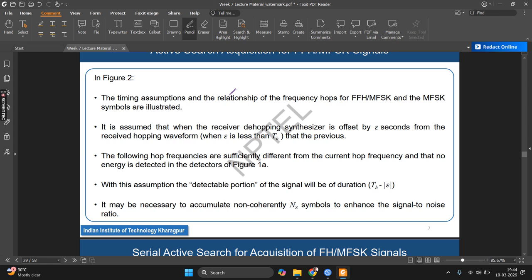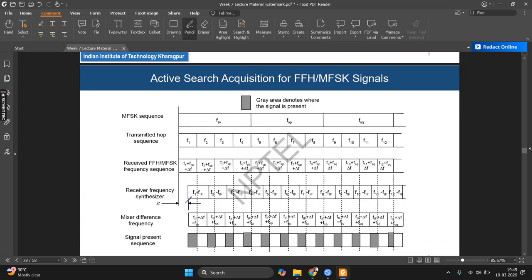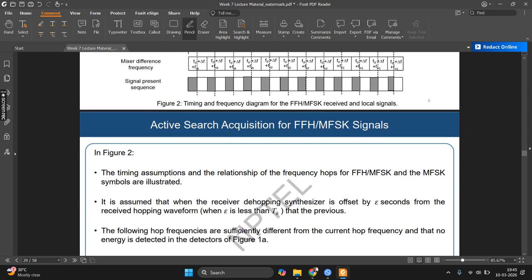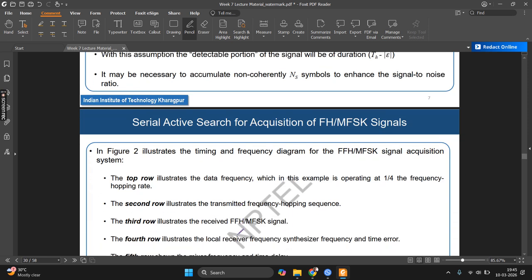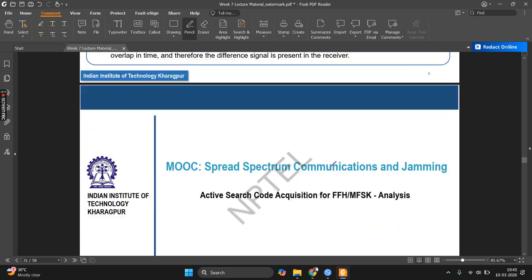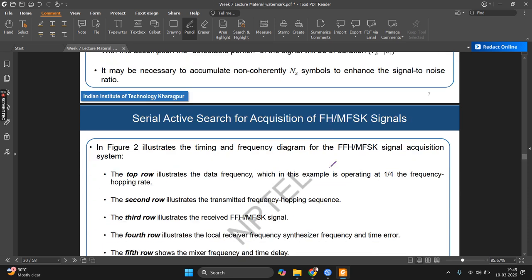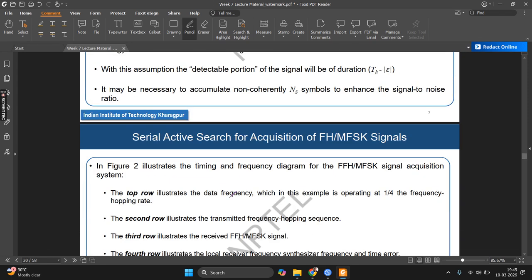Of course there will be a delay between the transmission process and the receive process. So it is assumed that when the receiver dehopper is offset by epsilon, there will be an offset by epsilon here, because that is the time taken from the transmitter process to start and the receiver process to start. The top row in figure 2 illustrates the timing and frequency diagram for the FFH MFSK signal acquisition system.